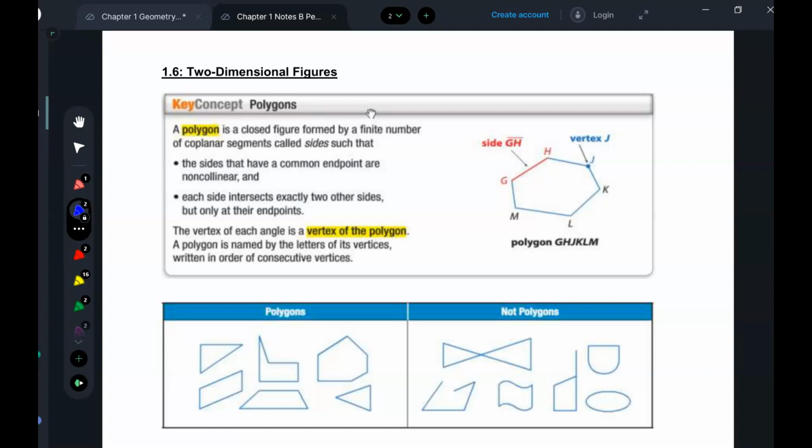Have we heard the word polygon before? Oh, I can do this. Okay, I did this with one yesterday. Okay, so a polygon has to have a finite number of segments called the sides.